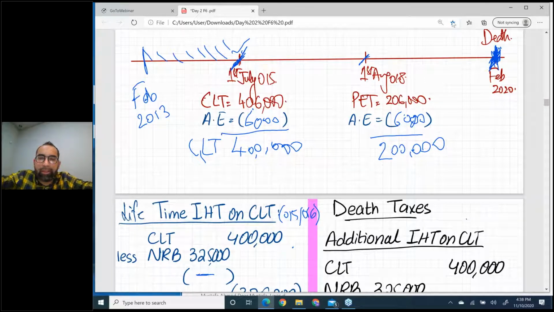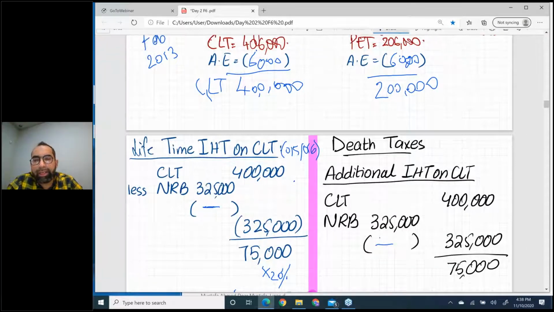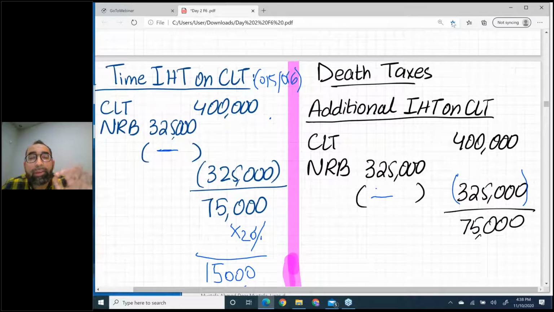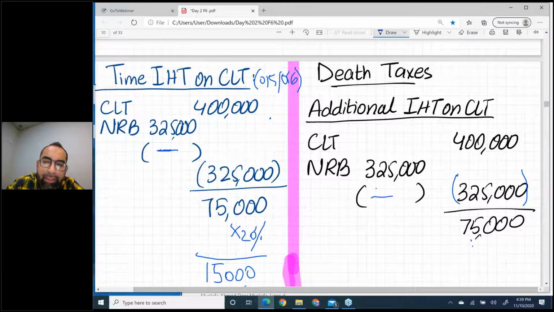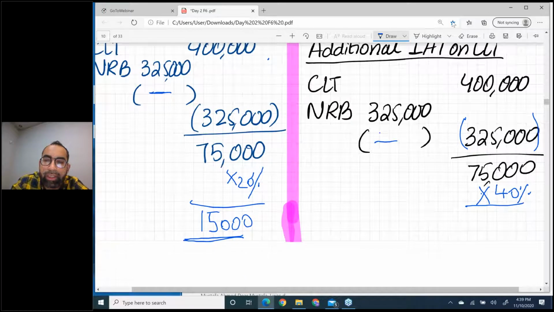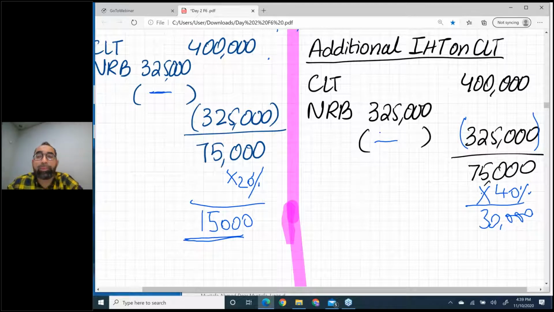So there is no reduction. You will be using the complete NRB of 325,000. So 4 lakh less 325,000 will give you 75,000. Now, these are death taxes. For death taxes, there is only one tax rate, and that is 40%. Tell me, 75,000 times 40% is how much? This is, I think, 30,000.